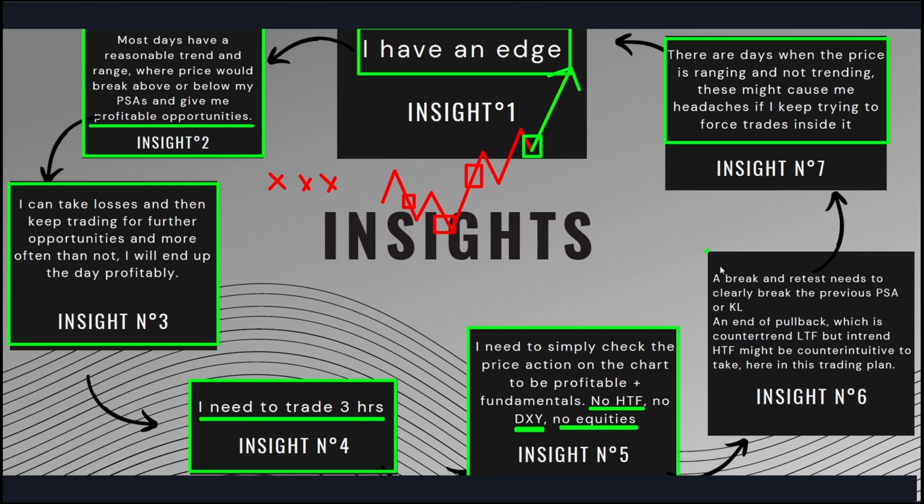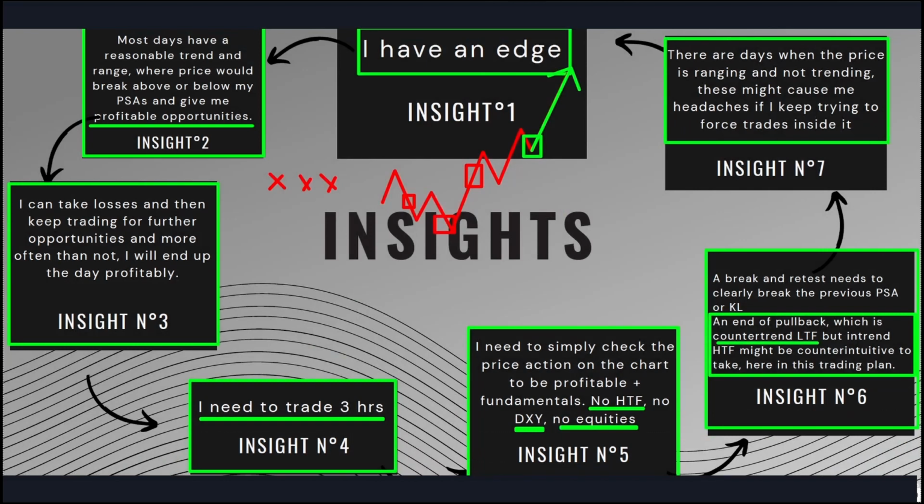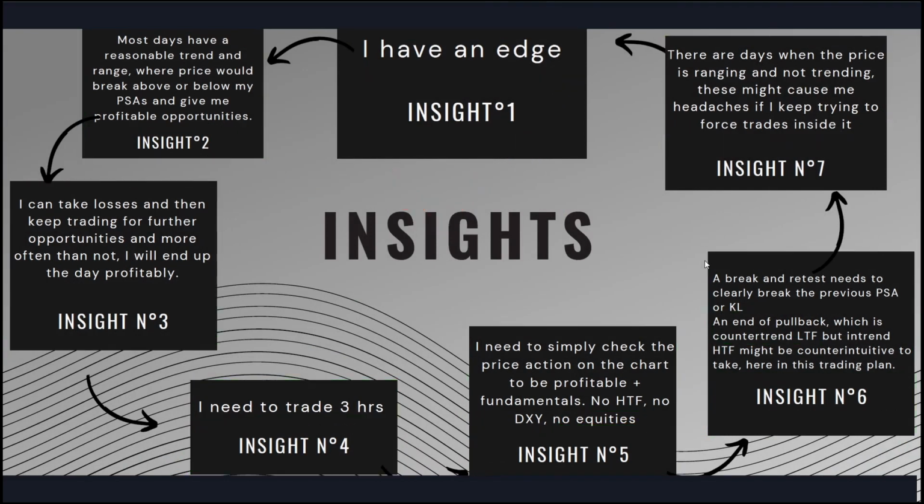The last one is about the setup: the break and retest needs to clearly break the previous PSA or key level. However, the end of pullback is quite counterintuitive because most of the time it's counter trend on the lower time frame, but making sense on the high time frame. So that might be something that I want to avoid unless I really want to risk it. And yes, that's another insight about the setup. Most of what I will trade is the break and retest.